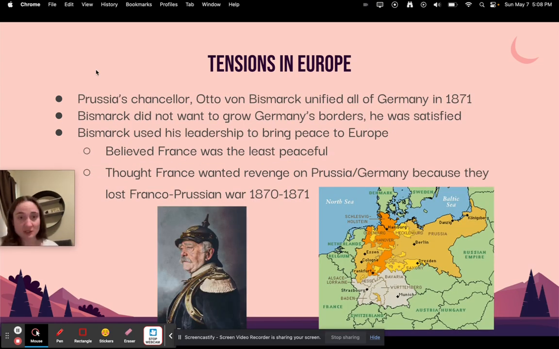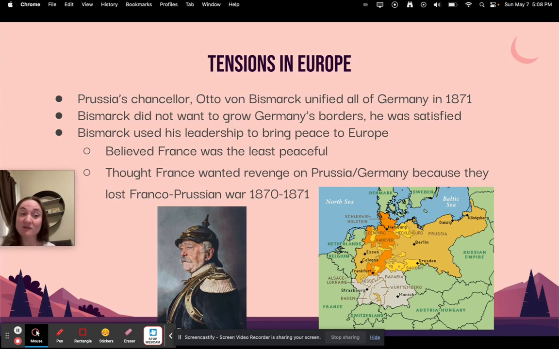So Prussia, which is part of Germany, had a chancellor named Otto von Bismarck, and he unified all of Germany in 1871. So here's Prussia right here, and then he unified all of Germany to make one German nation. Bismarck did not want to grow Germany's borders. He was really satisfied with the size of Germany. He didn't want the land to get any bigger. And he also really advocated for peace in Europe. He didn't want people fighting over land anymore.